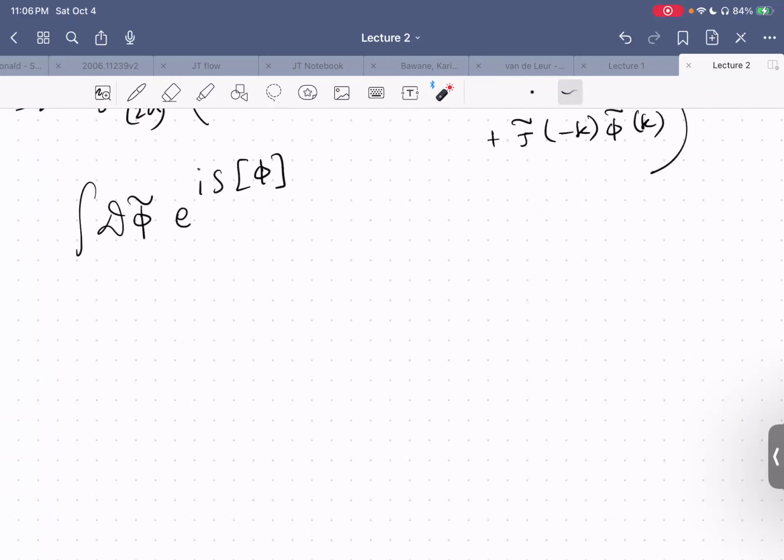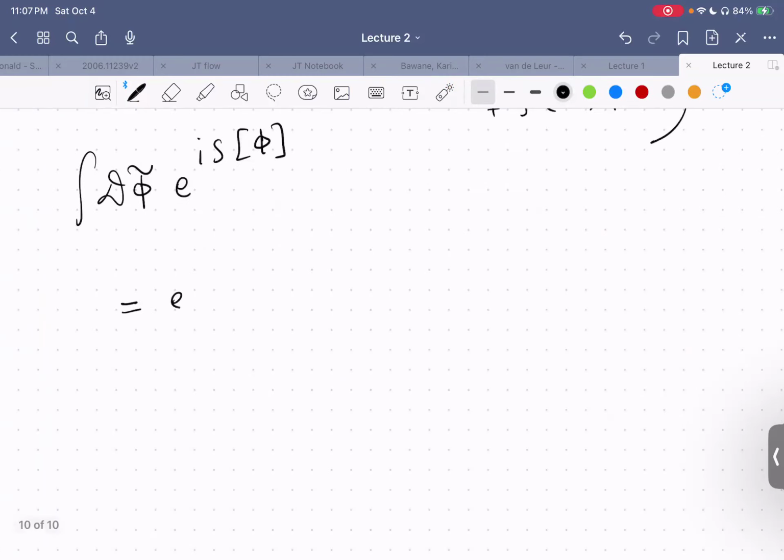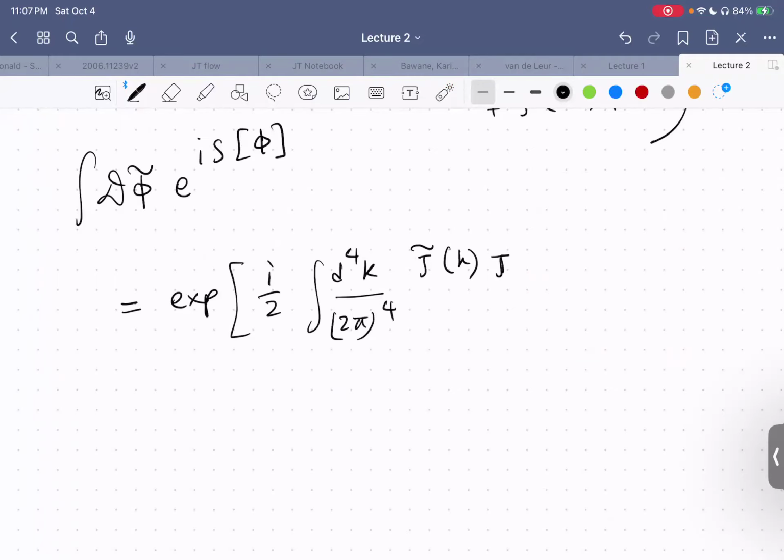Maybe it will be good for you to do some of these calculations in exercises. Yeah, I will try to remember that. But so what you get is simply, as expected, you get an exponential. And something quadratic in J. But at the moment, we have the Fourier dual variables.